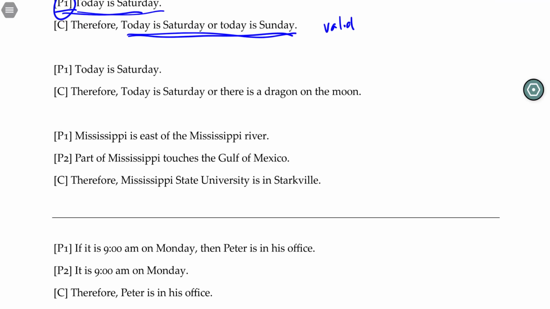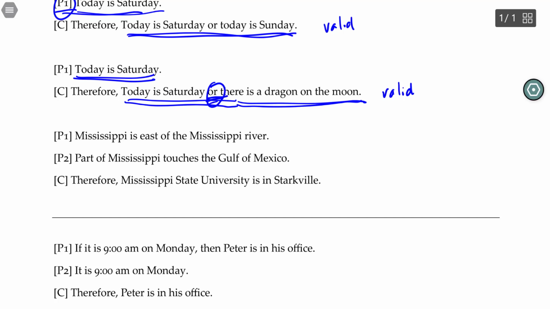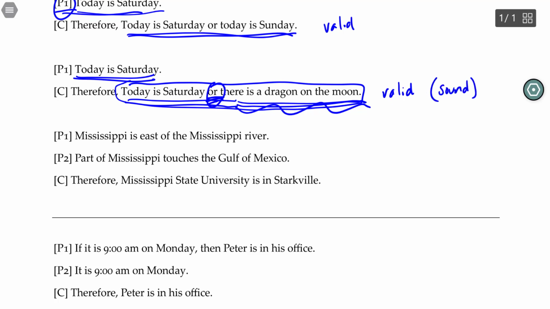Okay, now here, this next one, we have the same premise. Today is Saturday. Our conclusion is today is Saturday or there is a dragon on the moon. Okay, this is still valid. So if this premise, today is Saturday, is true, then this sentence, today is Saturday or there is a dragon on the moon, has to be true. That's just the nature of or. If this was an and, it would be a different story, but it's not. It's an or. So this argument is valid. And for me right now, today is Saturday, this is sound. Okay, so maybe sound, depending when you're watching this.